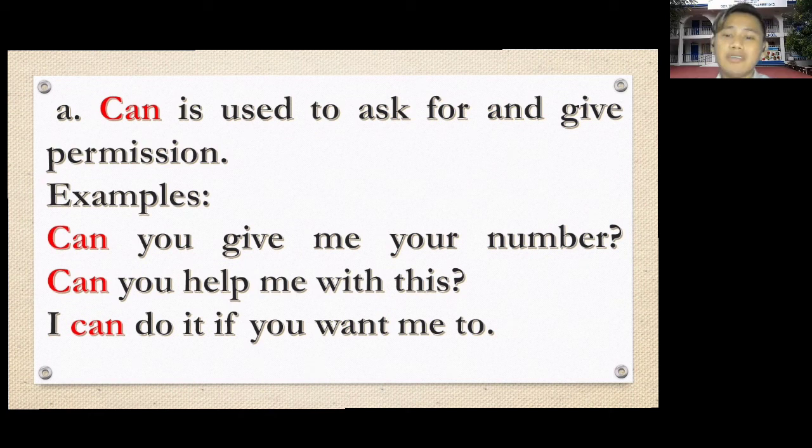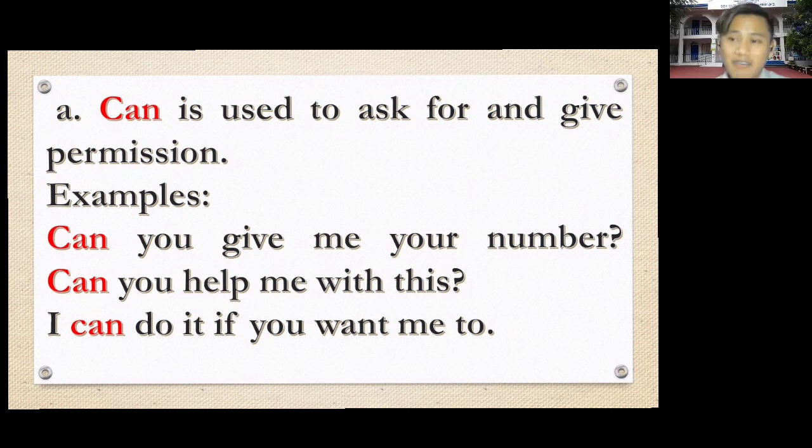Okay, and number two, can you help me with this? So obviously that is also asking for something. Okay, asking for what? Definitely asking for help. And lastly, I can do it if you want me to.